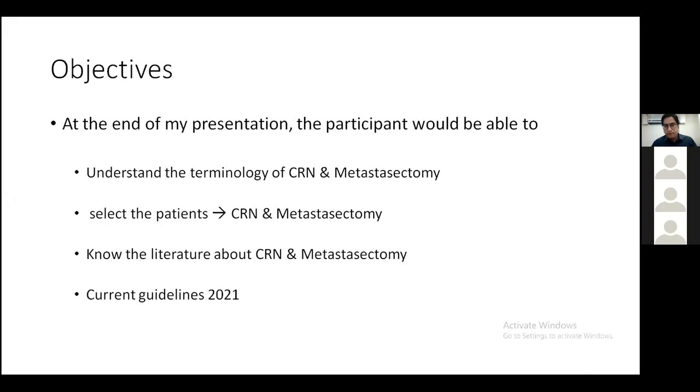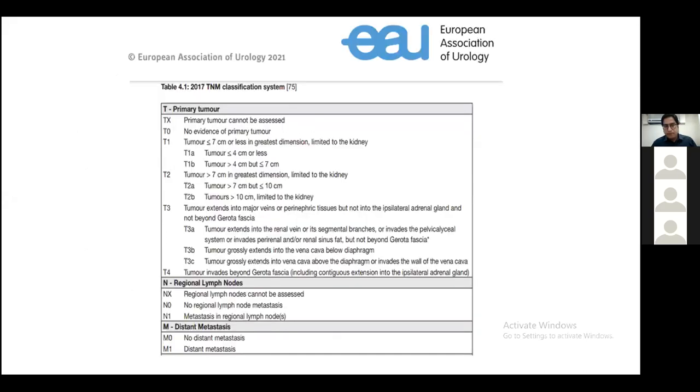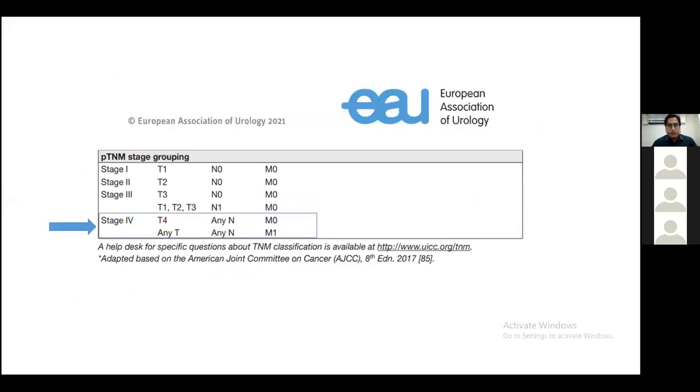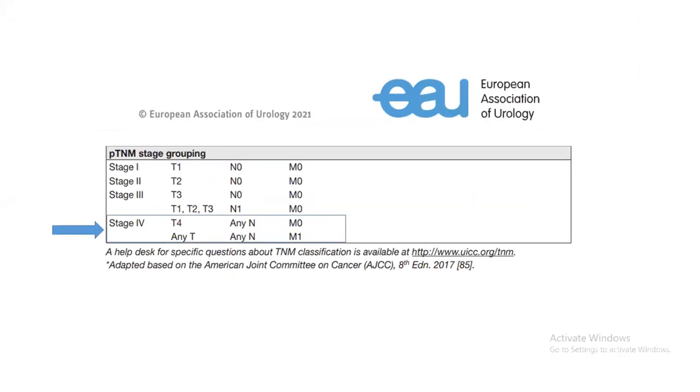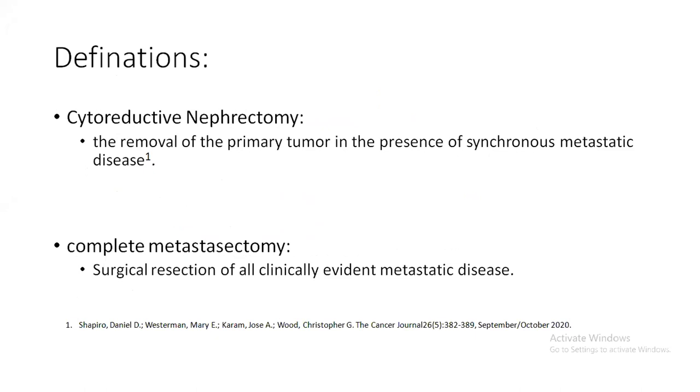Everyone must be aware of this, but I would be more interested in looking at stage 4 disease: patients who have any T stage but have a synchronous metastatic lesion in the body. By definition, cytoreductive nephrectomy is the removal of the primary tumor in the presence of synchronous metastatic lesions, while complete metastasectomy is the surgical resection of all clinically evident metastatic disease.